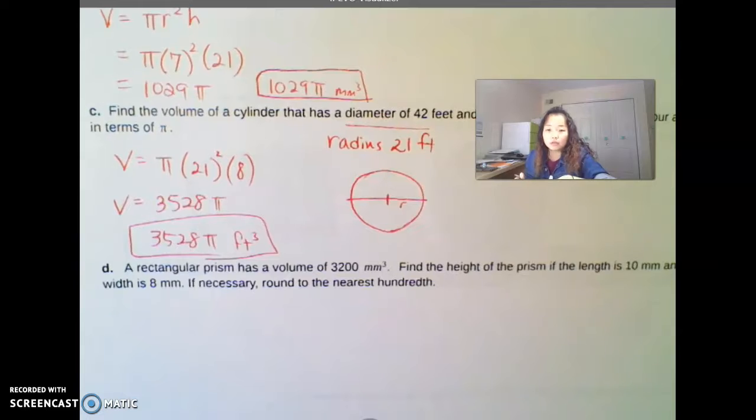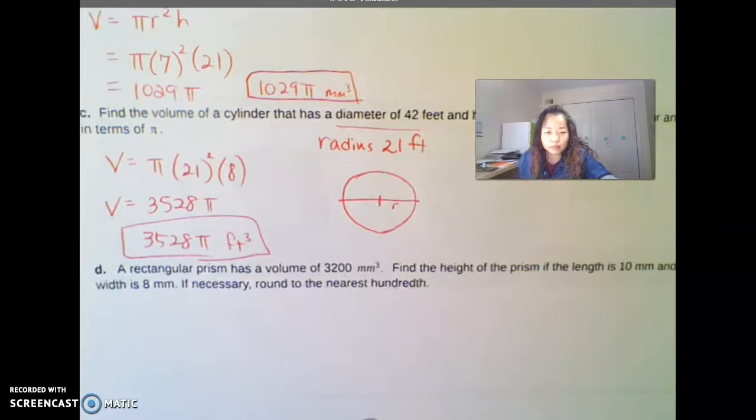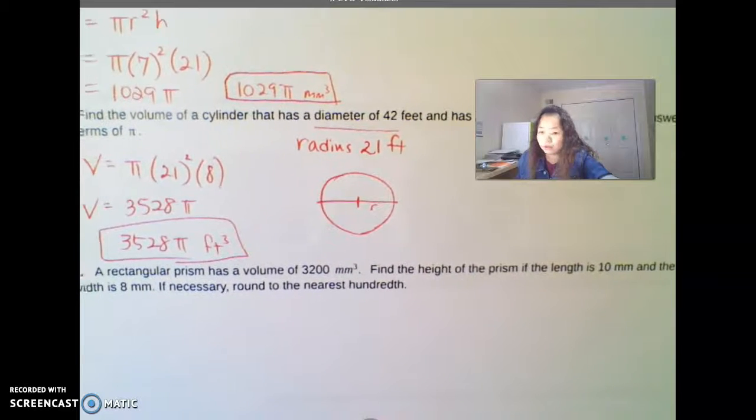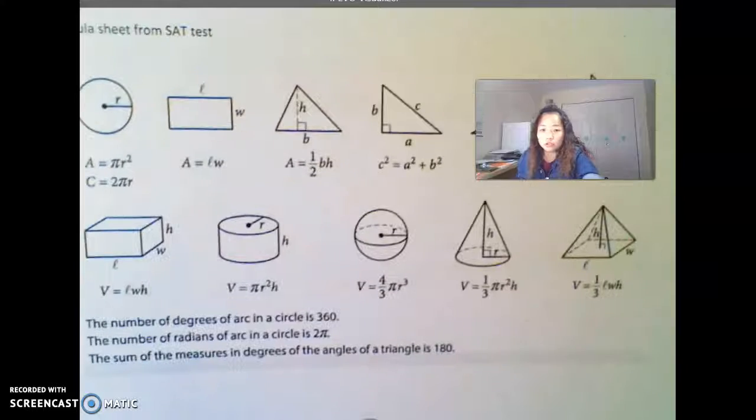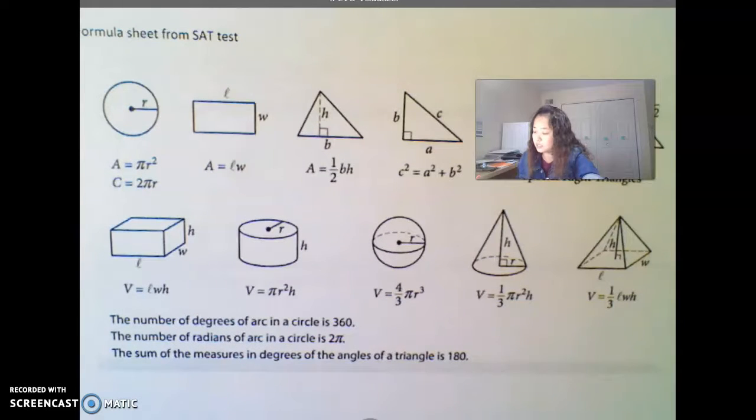Okay. Finally, something that's not a cylinder. A rectangular prism has volume of 3,200 cubic millimeters. Find the height of the prism if the length is 10 and the width is 8 millimeters. So, look at the shapes. Which one of these is a rectangular prism? Yes, it's that one, rectangular prism.